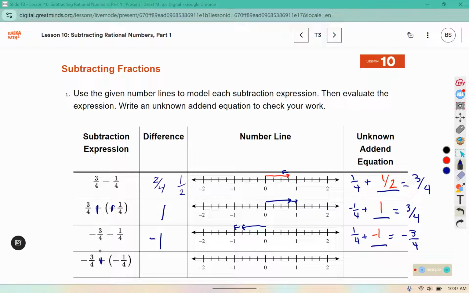Here this is a leave, change, change scenario as well. Negative 3/4 plus a positive 1/4 puts us back at negative 2/4 or negative 1/2. So here our unknown addend equation would say negative 1/4 plus something equals negative 3/4. And that would be filled in with the negative 2/4 from our difference.